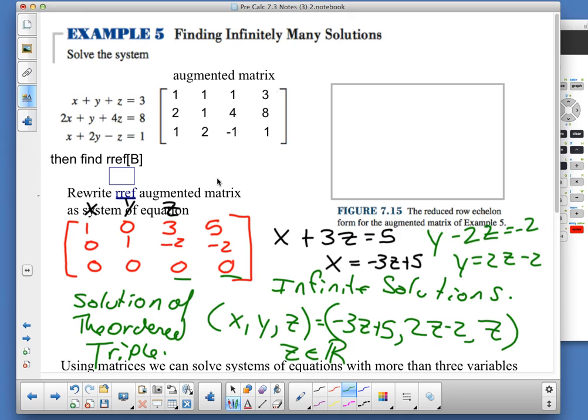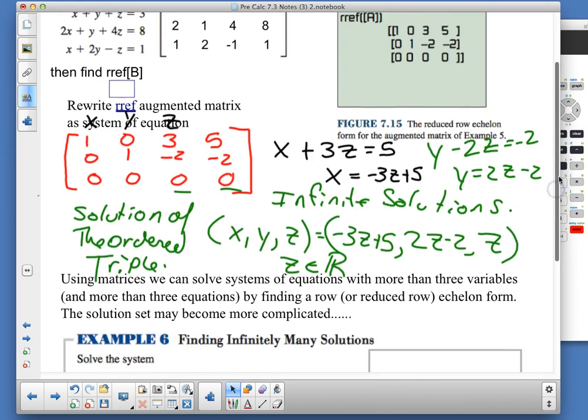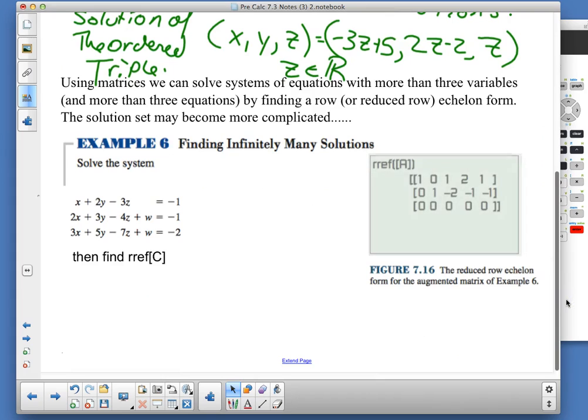Okay, what I'd like you guys to try is do example 6. I have the reduced row echelon form there for you already, and we'll just go right to it. It's more important for you to practice what to do in the solution when you're given these. And this is a ZW situation where Z and W are any real number.